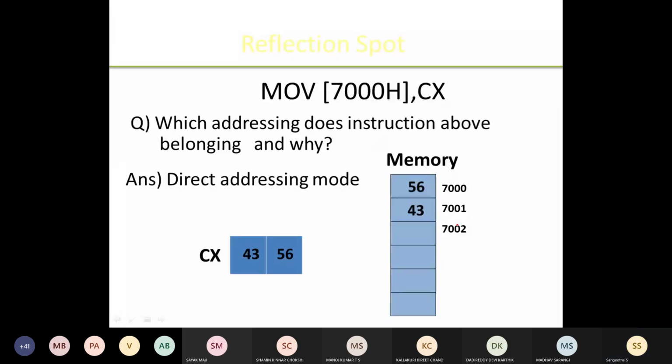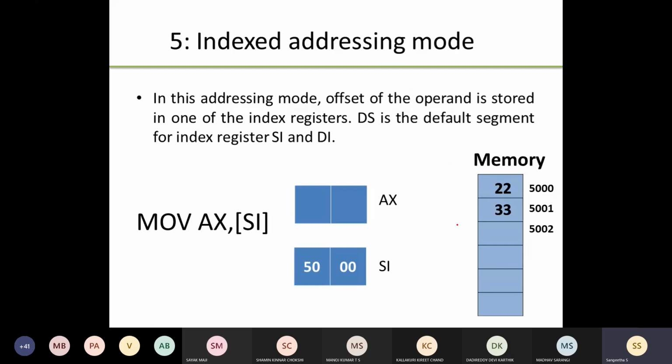So next one is indexed addressing mode. So indexed addressing mode is like this: generally, we will give the offset address of your operand, right? If it is stored in a register, it will come under register indirect. If your offset address is stored in index registers, which can be source index or destination index, if you are storing your offset address in any of these index registers, it is called an indexed addressing mode.